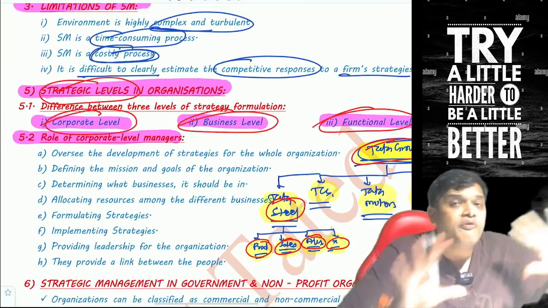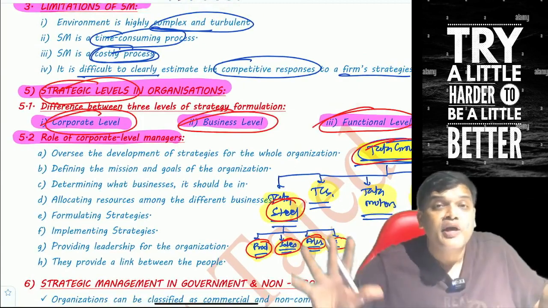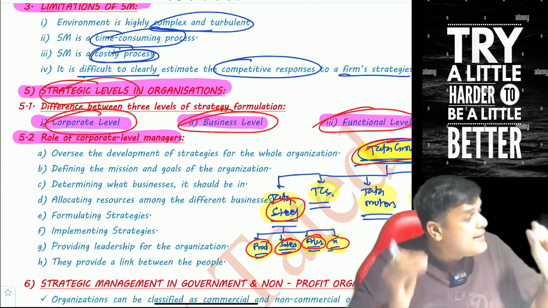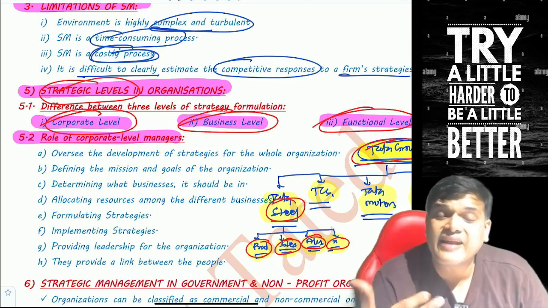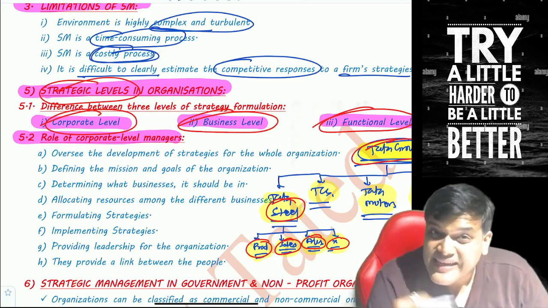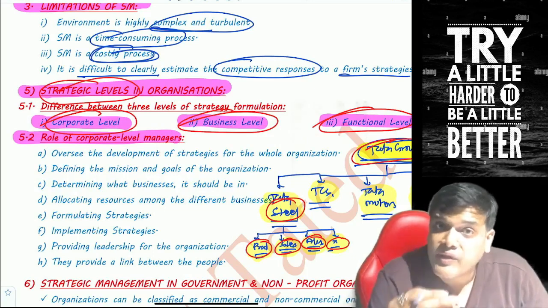Top, middle, and lower levels do not define strategies. They don't plan for strategies. So why are these called strategic levels? The reason is simple: these levels create or define a strategy. That is exactly what we are discussing right now.